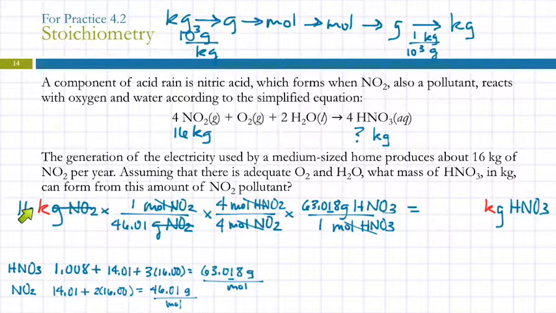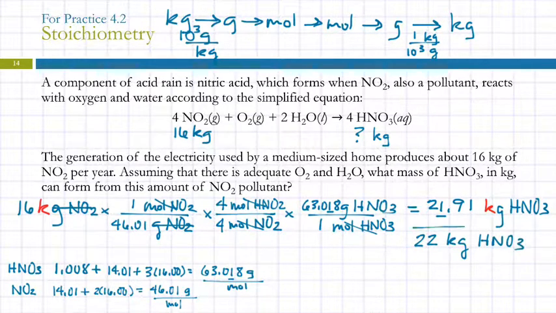based on my starting number of 16 kilograms, I should have 2 significant figures. That's a whole number, but kilogram is a measurement. You can't count kilograms, so it is 2 sig figs. It's not exact. So 2 sig figs would be 21, and then write down 2 extras, 91, and then we'll round that, and this is 22 kilograms of nitric acid. That's about 50 pounds of nitric acid. That's a lot. Any questions?